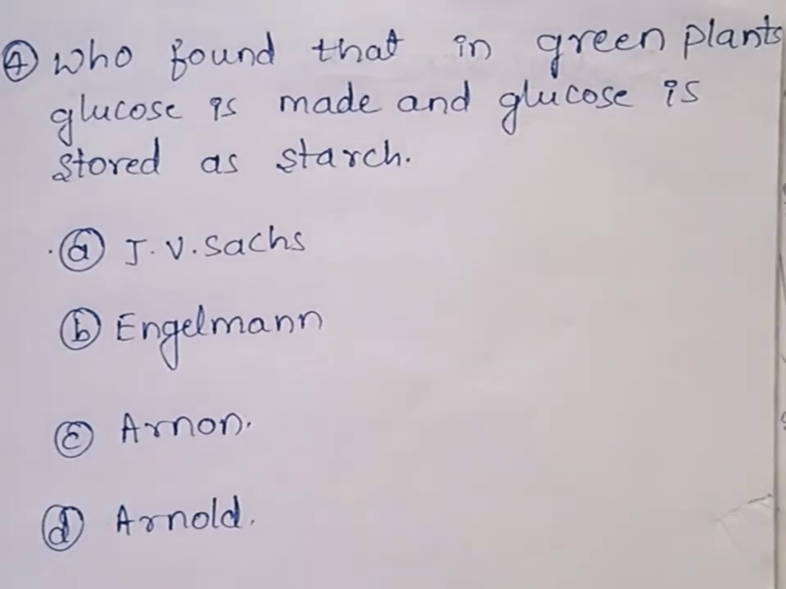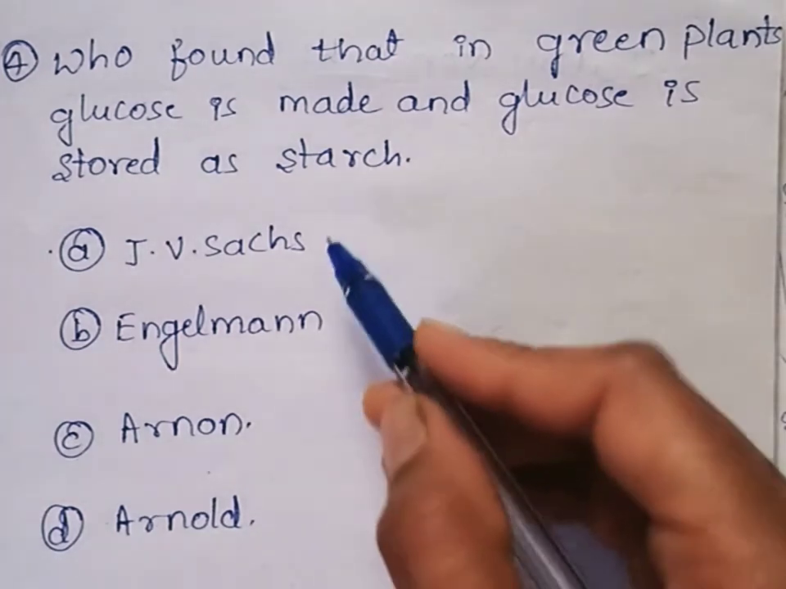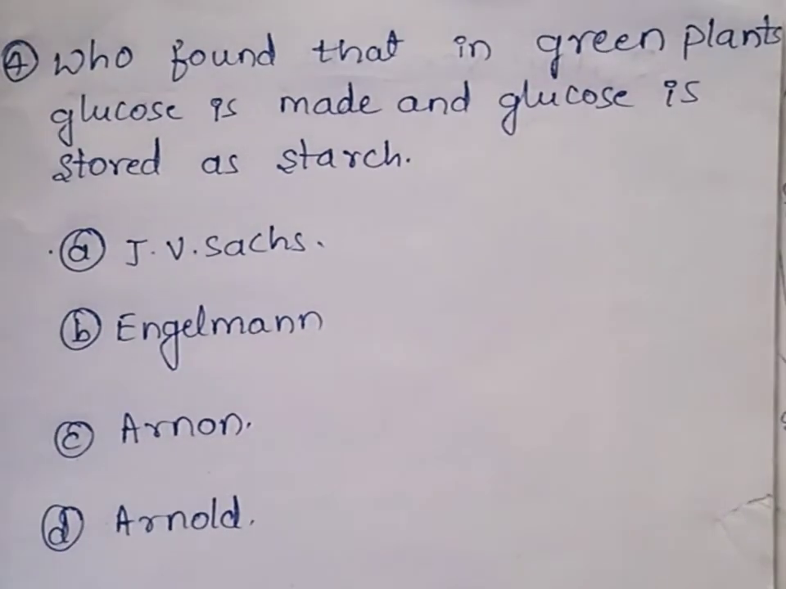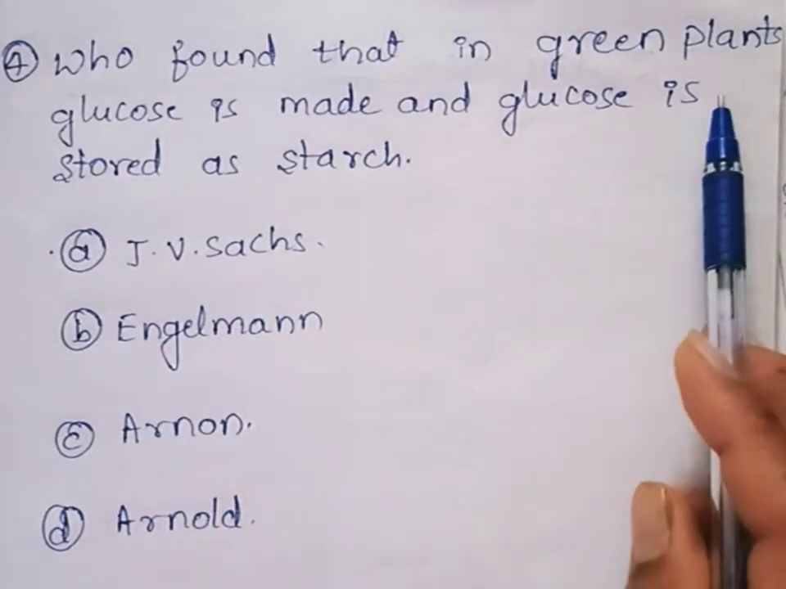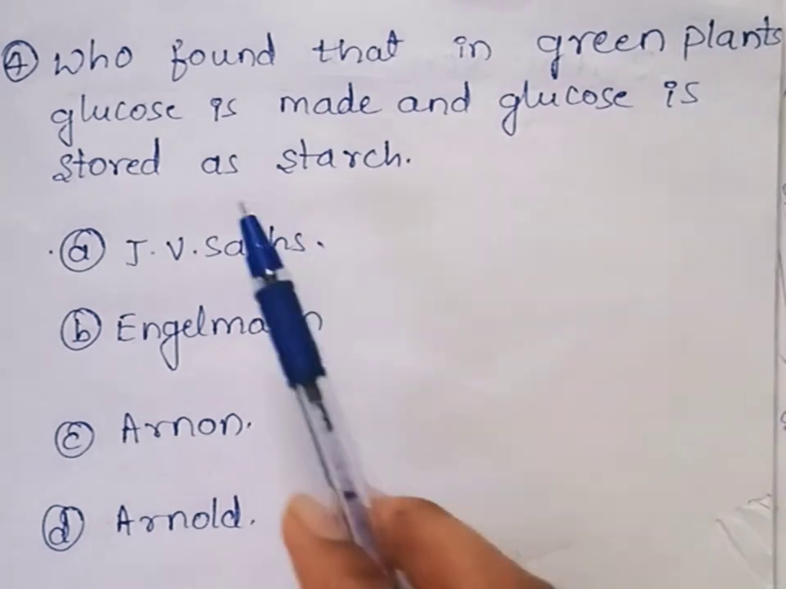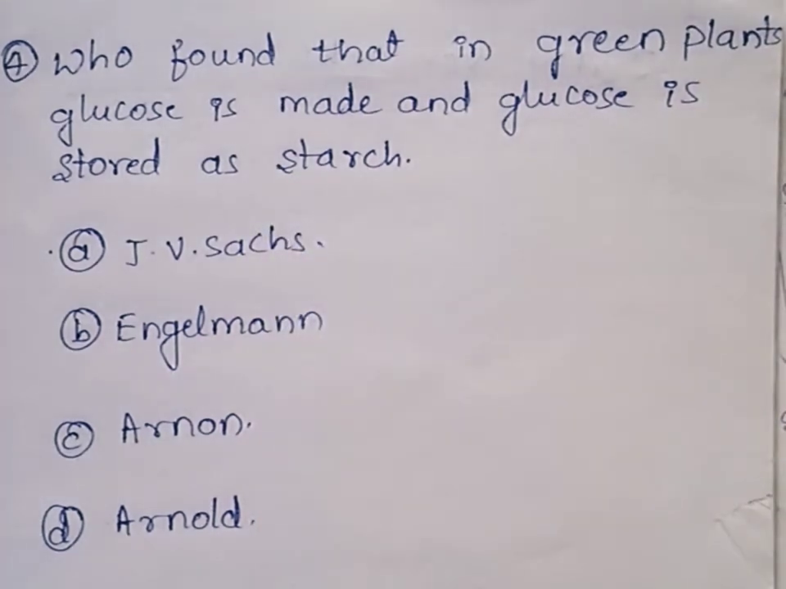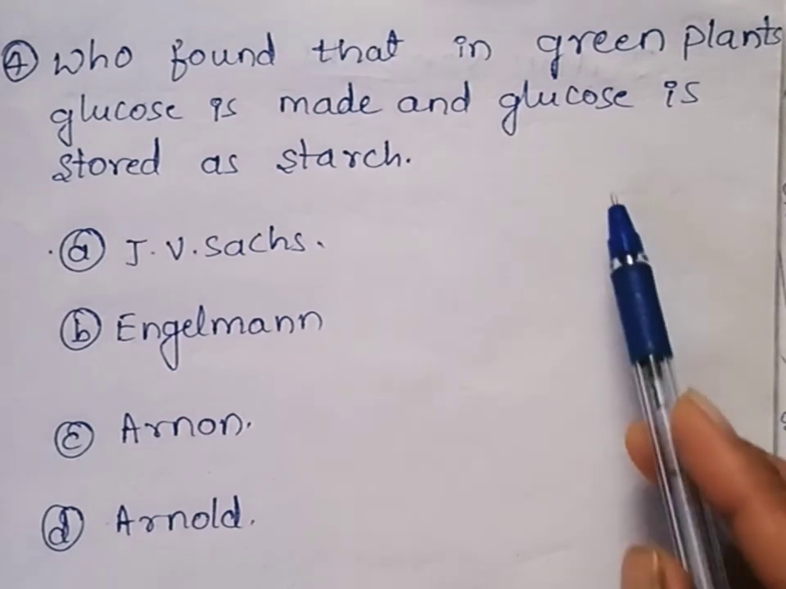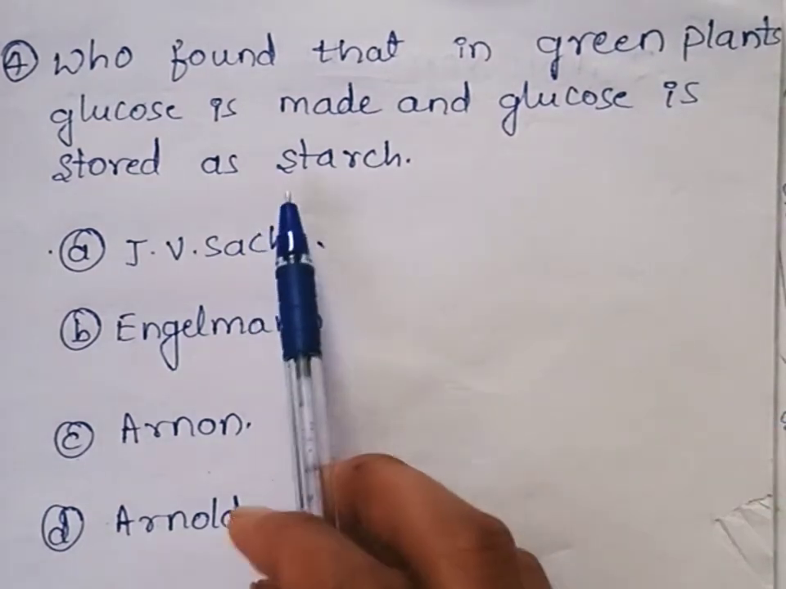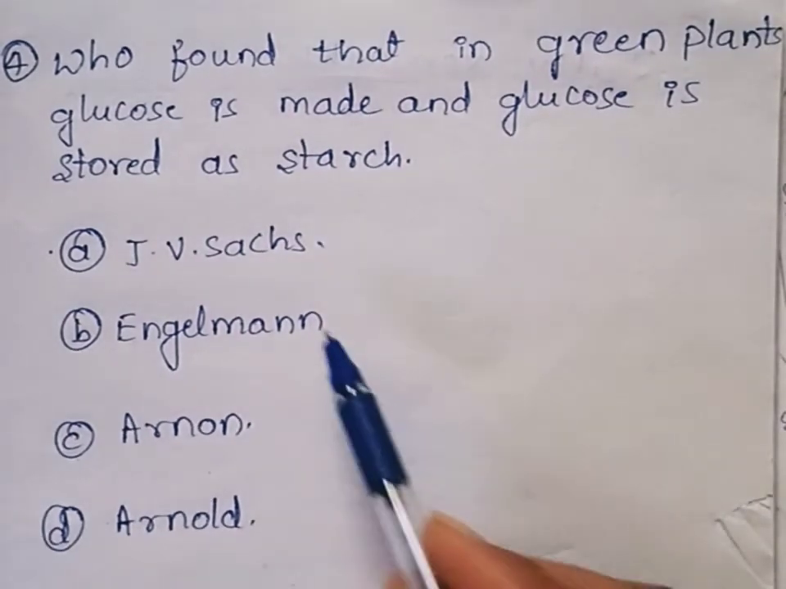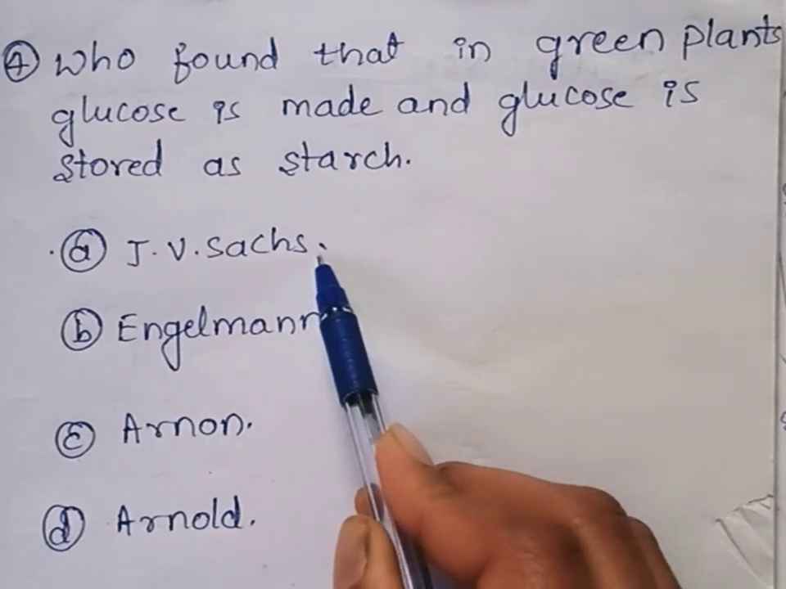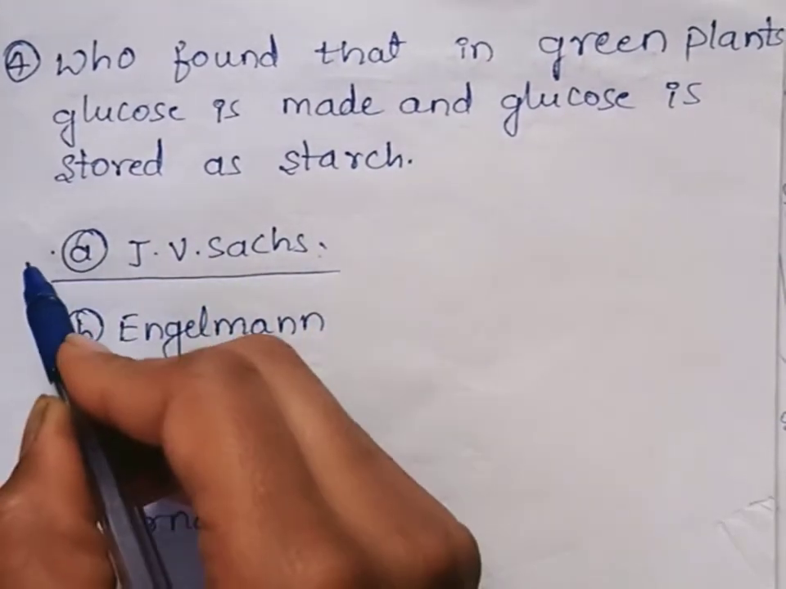So, already in the theoretical part, we have studied all those experiments. According to Sachs, that is, according to Julius von Sachs, the green plants produce the glucose during the photosynthesis process, and that glucose material is stored as a starch. So this is the conclusion given by Sachs. So that's why the correct answer for this question is option A.